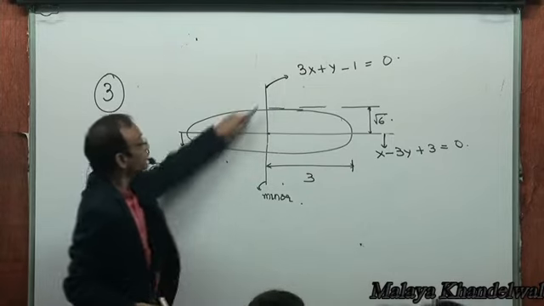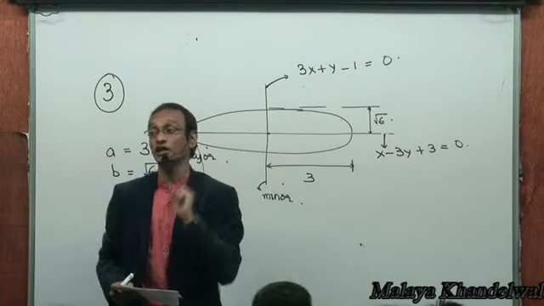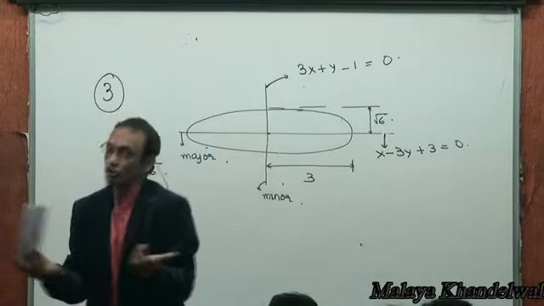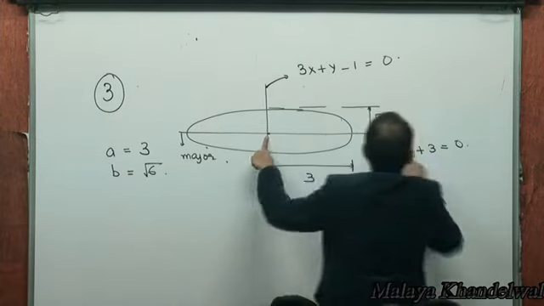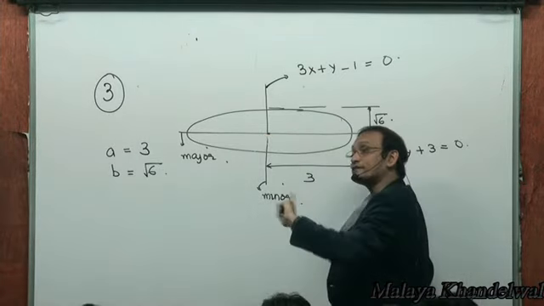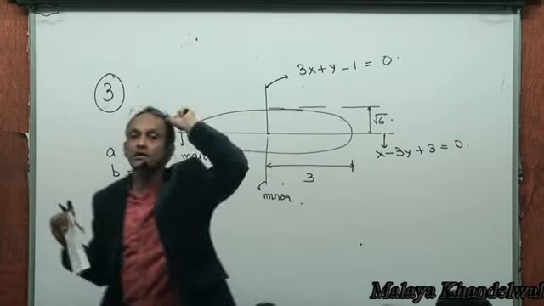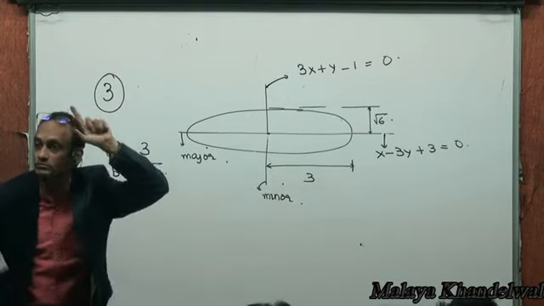Clear? Now, how do you find the center of such an ellipse? Intersection of the major axis with the minor axis. So if you solve these equations, you get the coordinates of the center of such an ellipse. Right?